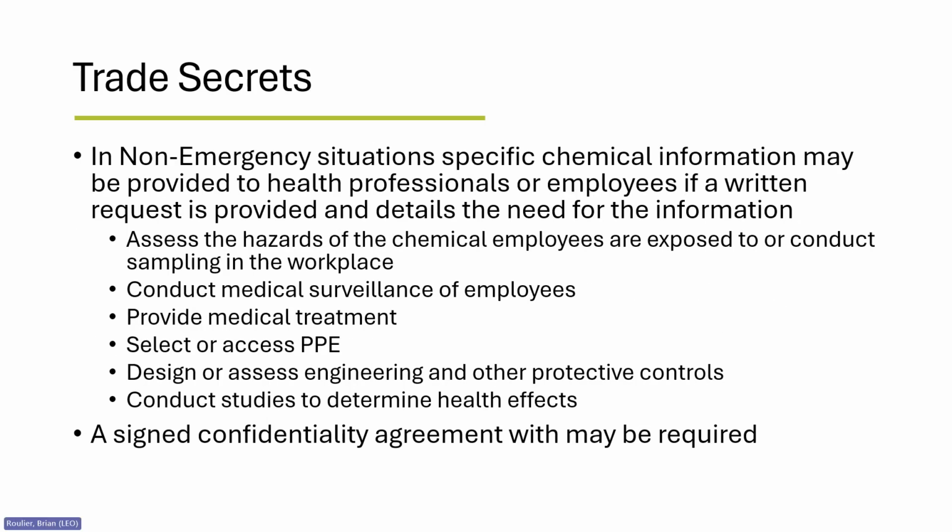Chemical-specific information may still be requested in non-emergency situations by employers, health and safety professionals, or healthcare providers if a reasonable need exists. The request must be in writing and explain why the information is necessary and how it meets one or more of the occupational health and safety reasons provided in the standard.